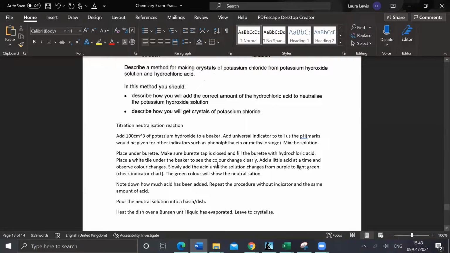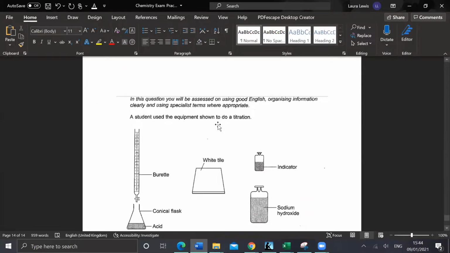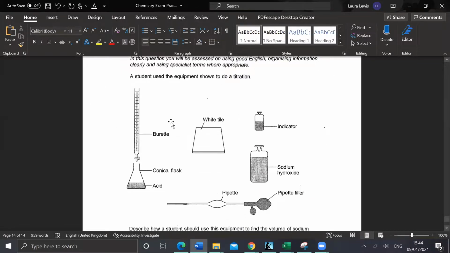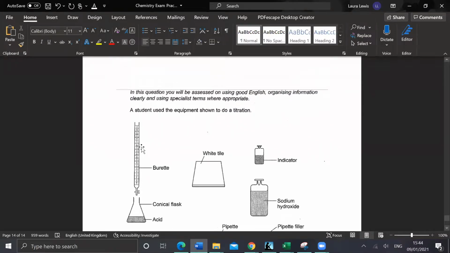It's not as bad as it seemed for most people, is it? Okay, so a bit more practice. We'll look at another question, similar but different. We've got some pictures this time. So here's a burette, there's a conical flask, there's acid. You could put it in a conical flask rather than a beaker, but it doesn't really matter.